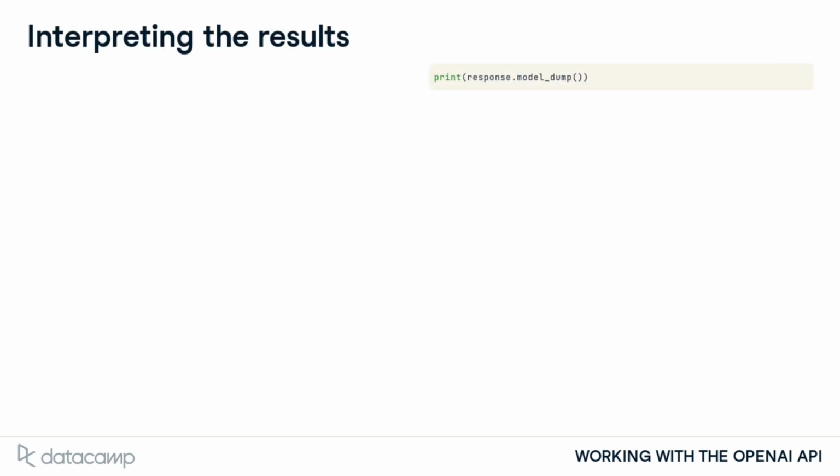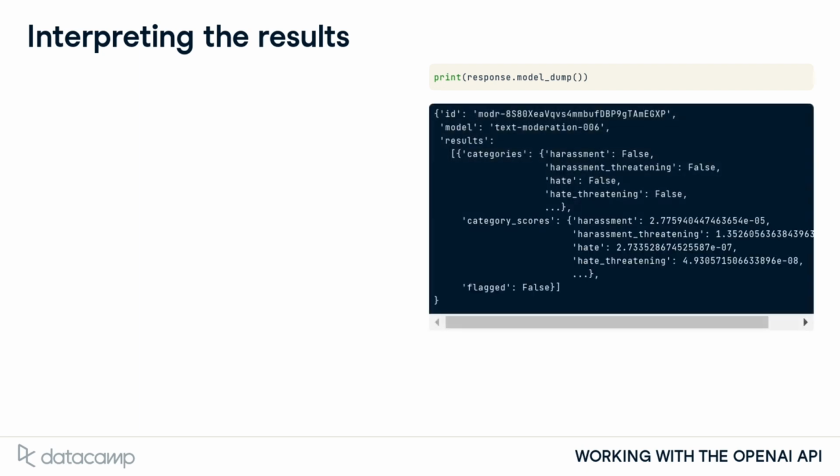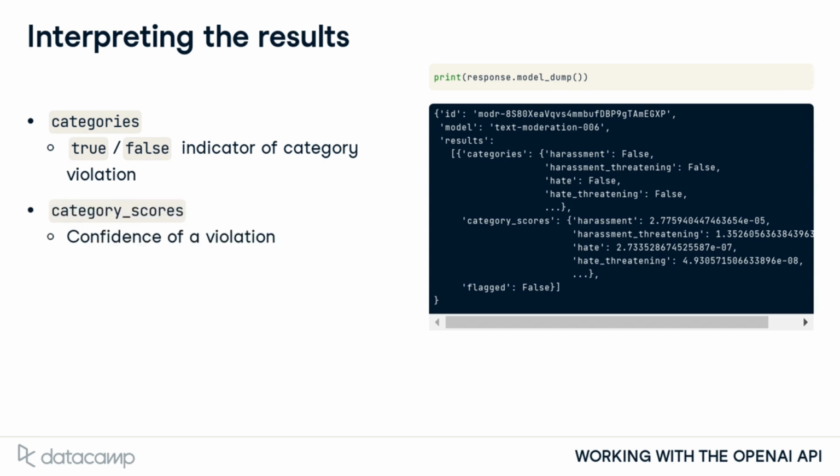We'll dump the response to a dictionary for easier readability. The output is similar to other endpoints. There are three useful indicators that can be used for moderation. Categories, representing whether the model believed that the statement violated a particular category. Category scores, an indicator of the model's confidence of a violation. And finally, flagged, whether it believes the terms of use have been violated in any way.